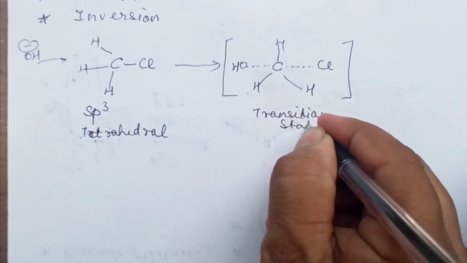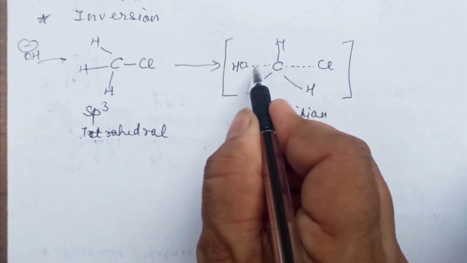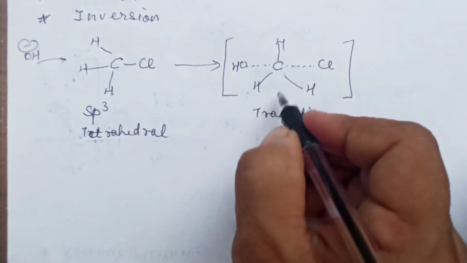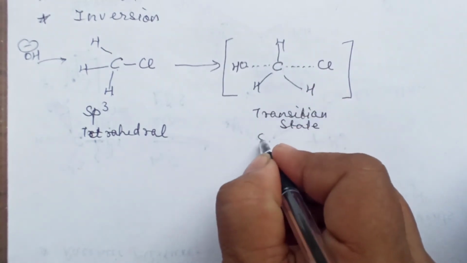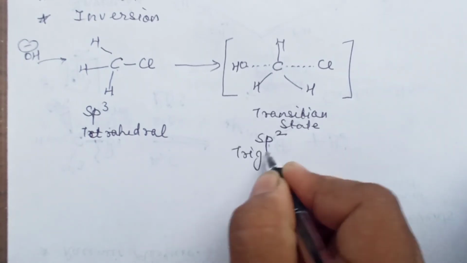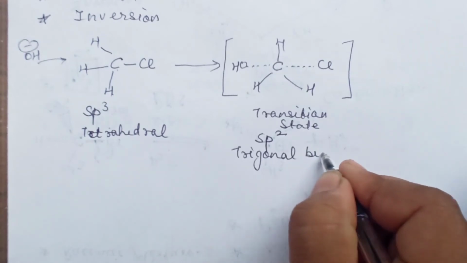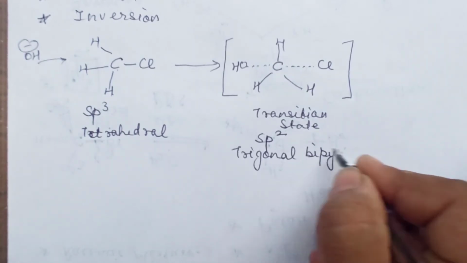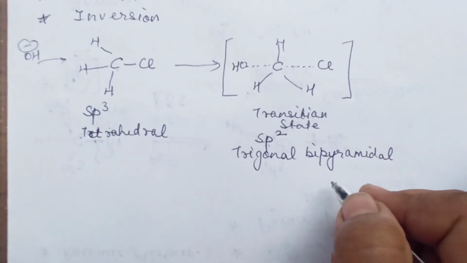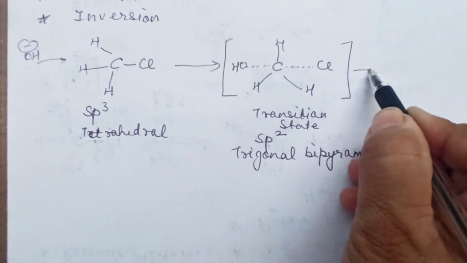In the transition state you are having 5 bonds, but these two bonds are not completely broken or formed, so they are not counted in the hybridization. You will have only these 3 bonds, so we say the hybridization is sp2. But the shape appears to be trigonal bipyramidal.